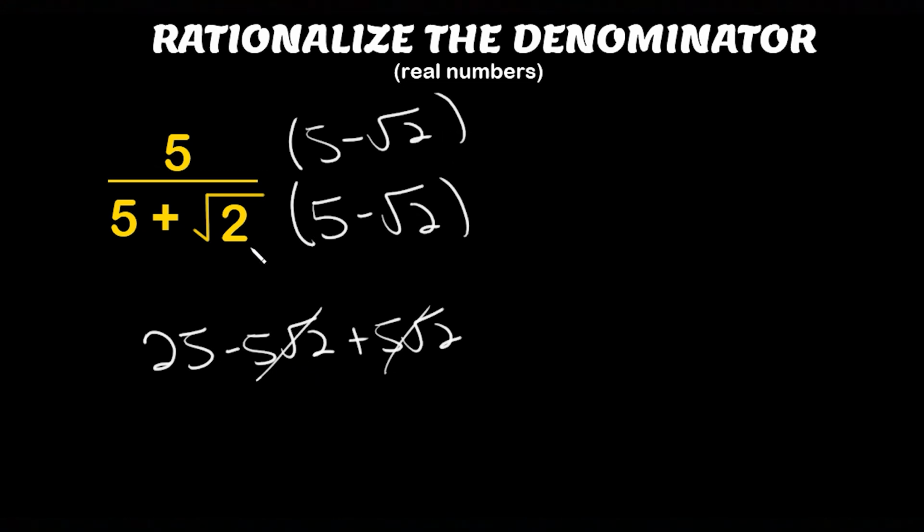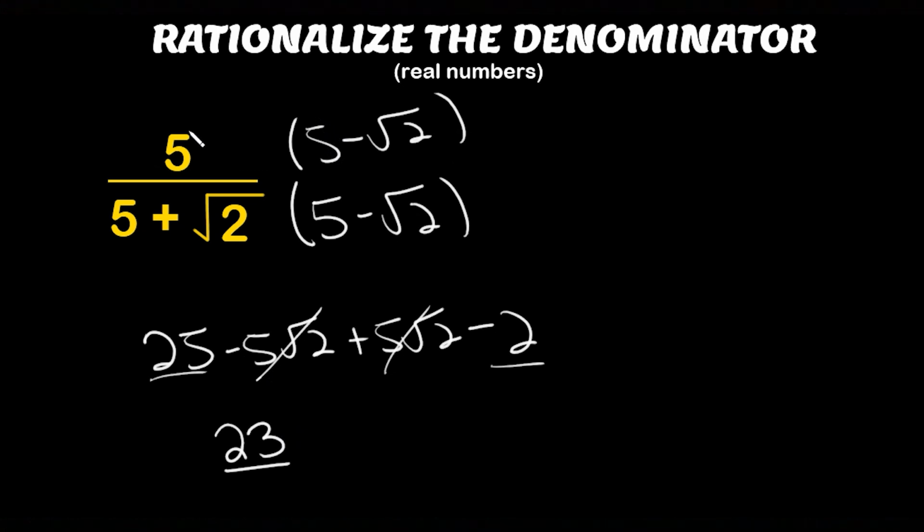And now when I do last, I have to do the square root of 2 times negative square root of 2. That's going to give me negative 2, okay? And then just combining like terms right here, I have 25 minus 2, that's going to give me 23. So I get 23 on my denominator, all right? I'm just going to underline it so I don't forget. And now I just have to do the numerator.